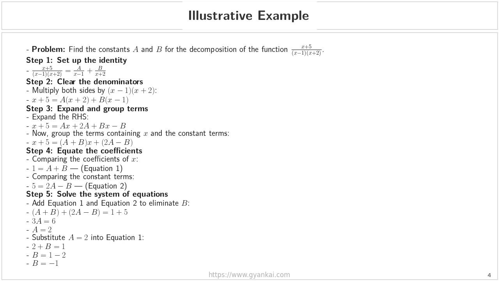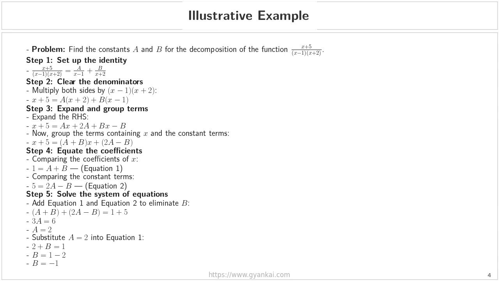We now have a system of 2 linear equations with 2 unknowns, a and b. There are several ways to solve this. Here, we'll use the elimination method. Notice that if we add equation 1 and equation 2, the b terms will cancel out. So, a plus b plus 2a minus b equals 1 plus 5. This simplifies to 3a equals 6. Dividing both sides by 3, we find that a equals 2.